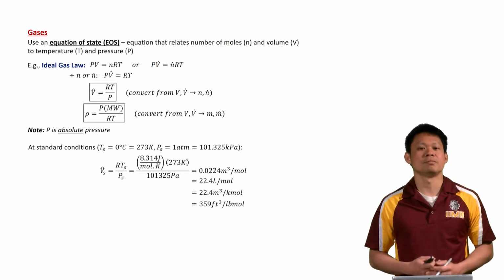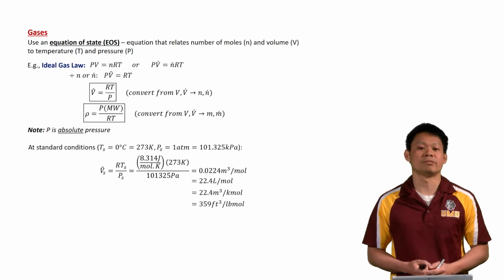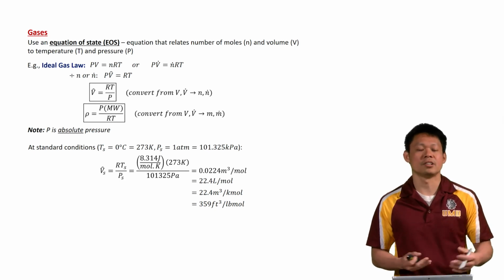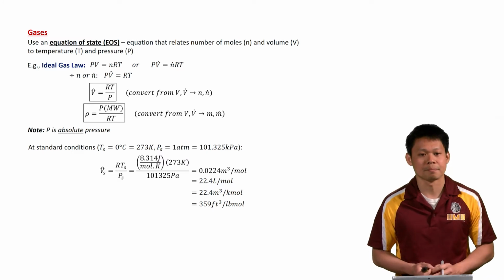Some of you might have seen this before in your general chemistry, this idea of 22.4 liters per mole. So this is the standard specific molar volume under the conditions of 0 degrees C and 1 atmosphere.